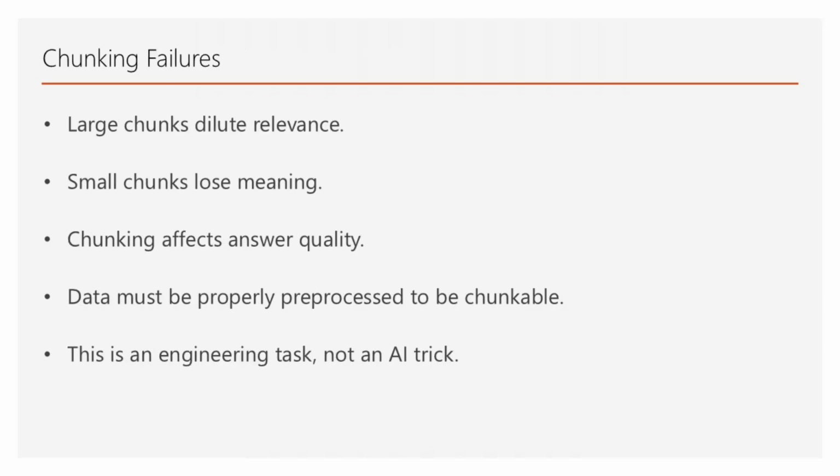Efficient chunking is only possible if the underlying data is properly pre-processed and structured in a way that can be meaningfully split. Messy documents, broken layouts, mixed semantics, or raw exports will inevitably produce poor chunks, no matter how strong the model is. This is why chunking cannot be treated as an afterthought or something you fix later with better AI. It is a data and engineering problem that directly determines retrieval quality and, by extension, answer quality.